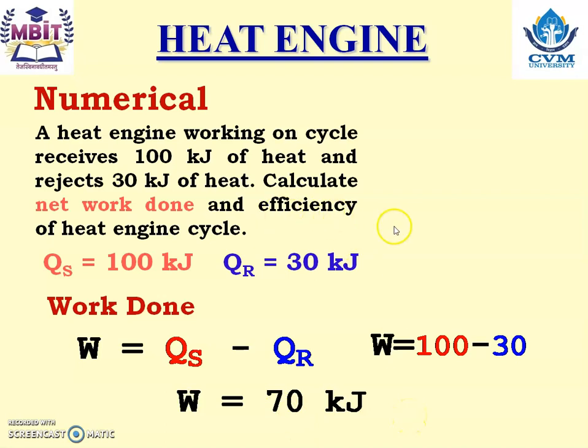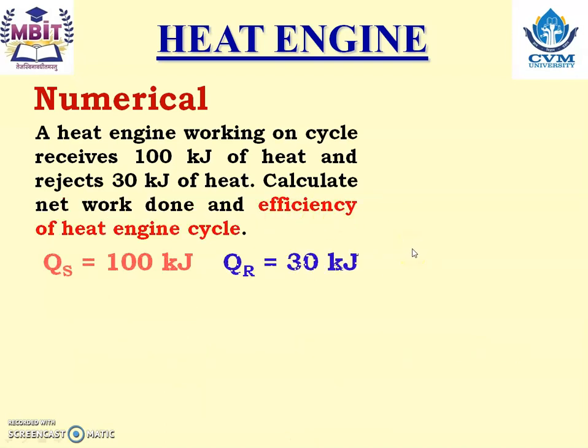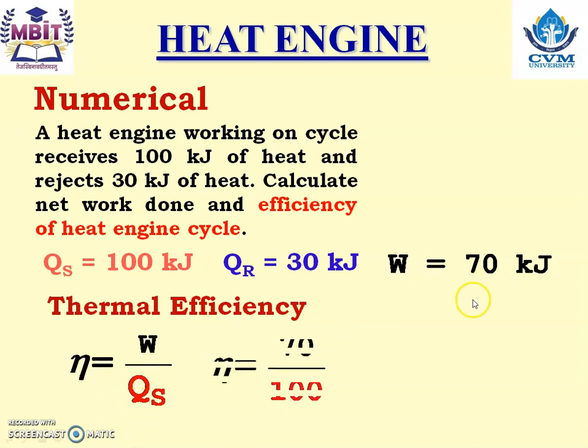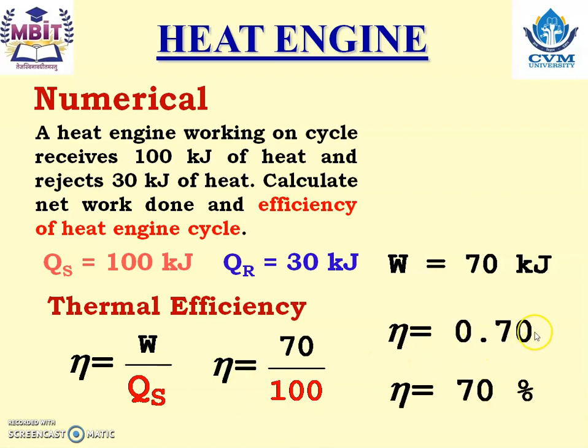Now next one is efficiency of heat engine cycle. What is the equation of efficiency of heat engine cycle? Work done divided by heat supply. Work done we have just calculated, so it is 70. Heat supplied is 100 kilojoule, so it is 100. So efficiency is equal to 0.7 or that is equal to 70%.